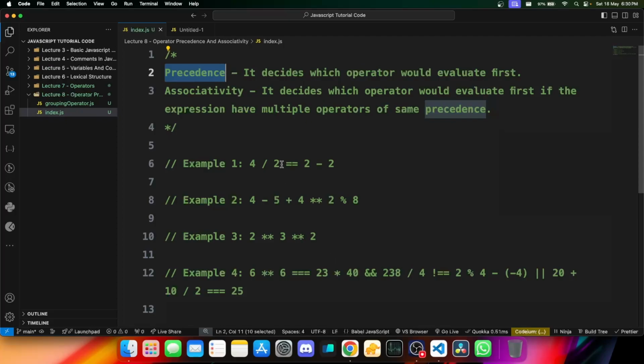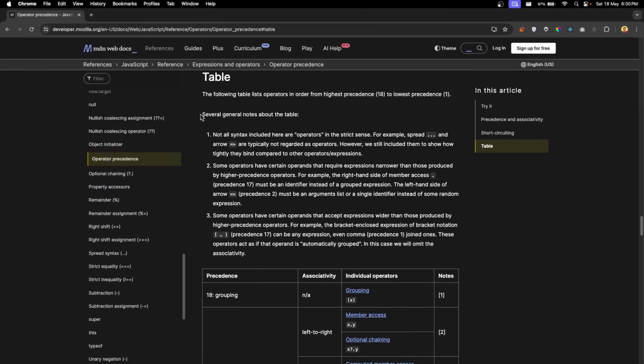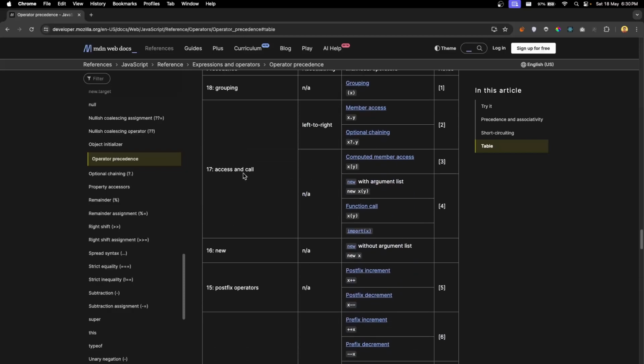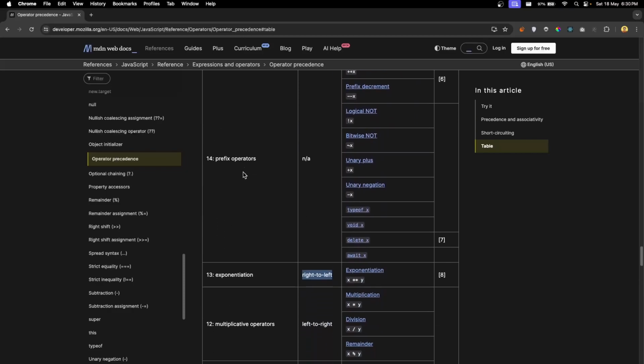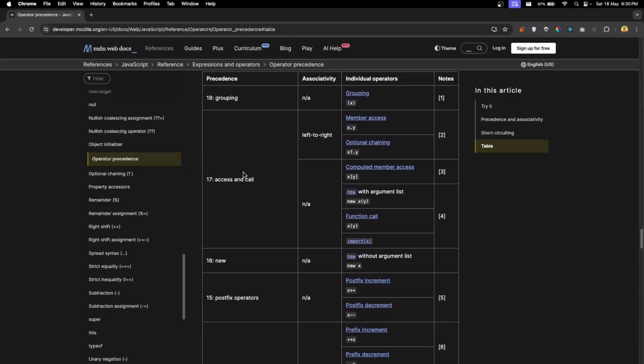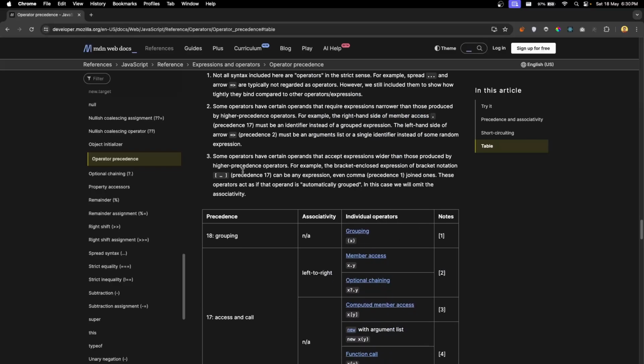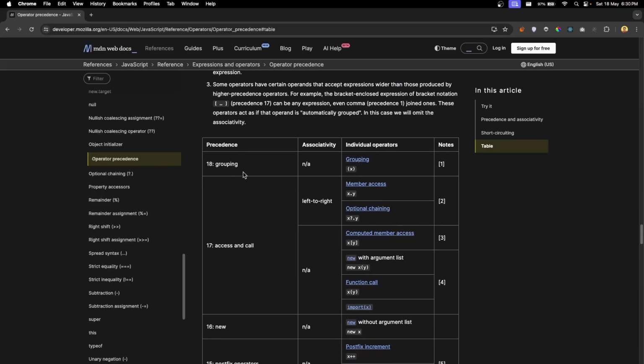So there's a table. You don't have to memorize the precedence and associativity for each operator, because each operator has different precedence and associativity. So you don't need to memorize that. There's a table on MDN. You can have a look at that whenever you want to. You can see the table here that basically tells about the precedence and associativity of the operators.